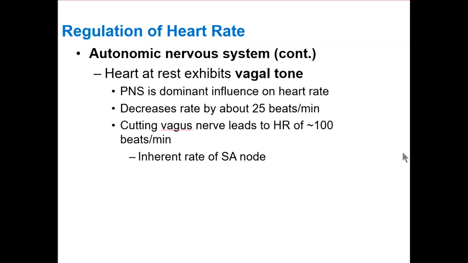So, under normal conditions, when the heart is at rest, it exhibits what we call vagal tone, consisting of the vagus nerve, which is the parasympathetic supply to the heart. So parasympathetic is dominant under normal conditions when we're dealing with our heart rate. It can decrease your rate by about 25 beats per minute if it has to. Without vagus nerve innervation, our heart rate normally would be 100 beats per minute.